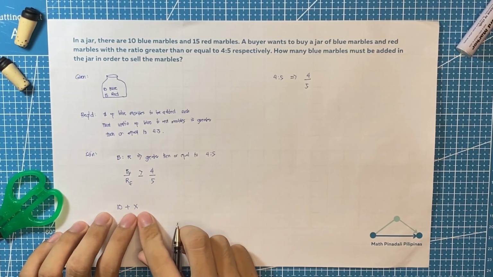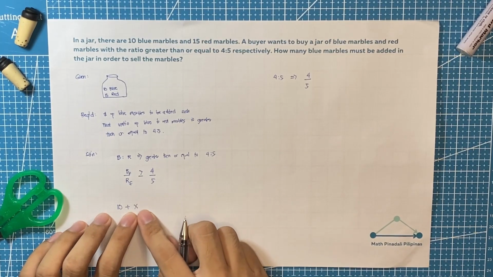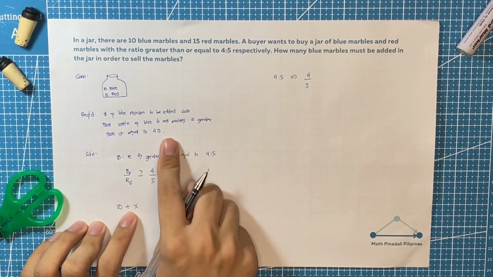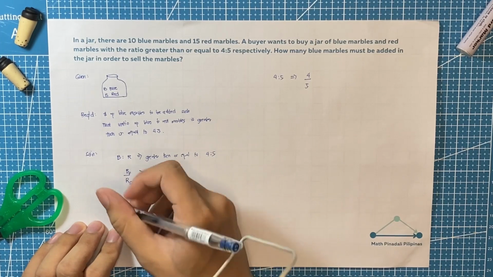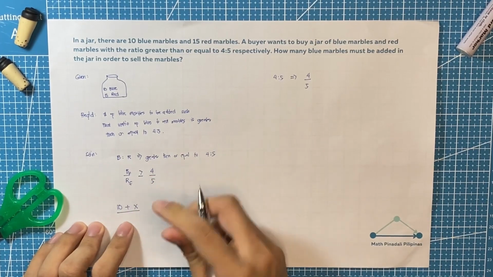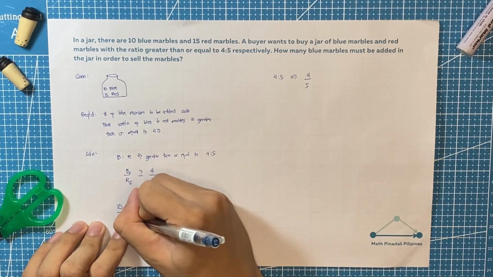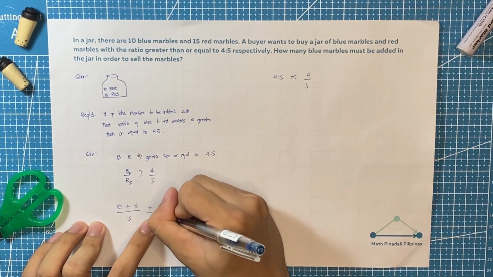Let x be the number of blue marbles that needs to be added such that the ratio of the blue to the red marbles is greater than or equal to 4:5. That means yung B final mo pala is 10 plus x. Now, wala naman tayong kailangan idagdag na red marble, so that would be over 15. Then, greater than or equal to 4/5.